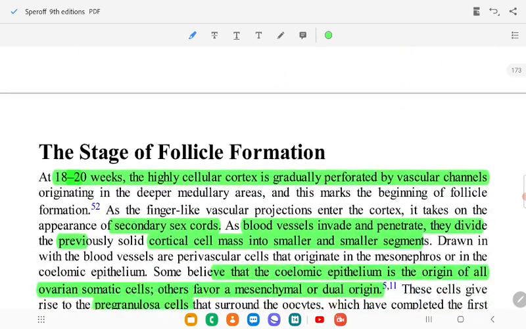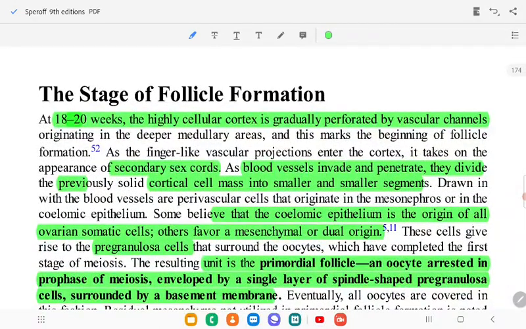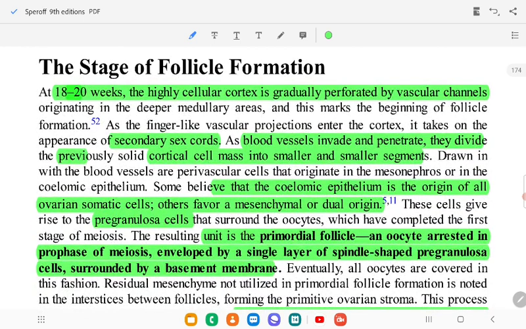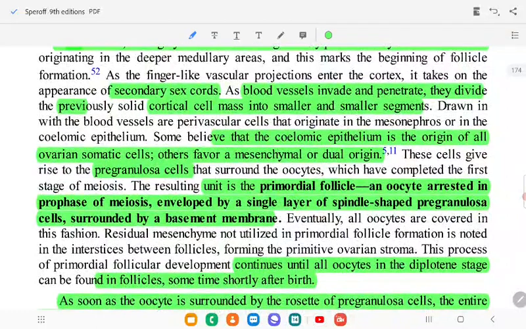Okay. This is stage 4, follicle formation. At 18 to 20 weeks, the highly cellular cortex is gradually perforated by vascular channels originating in the deeper medullary area. This marks the beginning of follicle formation, with finger-like vascular projections into the cortex. The secondary sex cords and blood vessels break the previously solid cortical cell mass into smaller and smaller segments. Some believe the coelomic epithelium is the origin of the granulosa and somatic cells, while others favor mesenchymal origin.